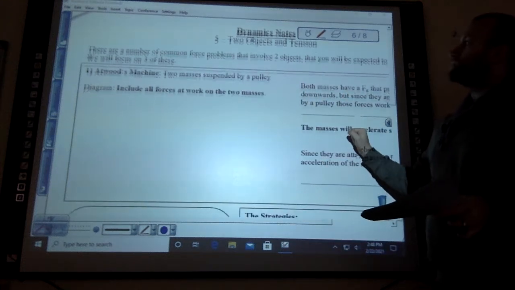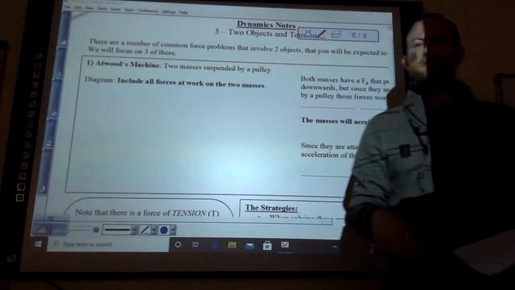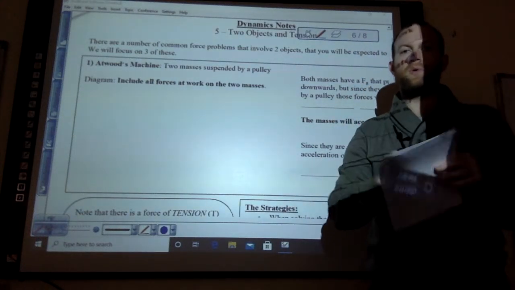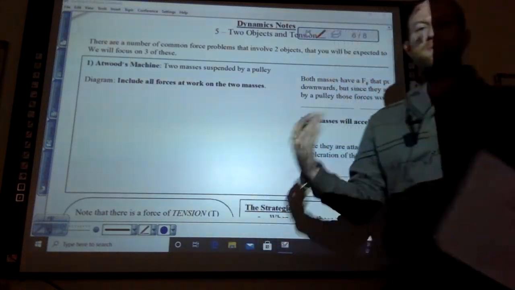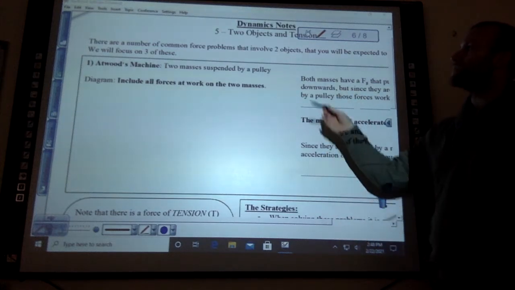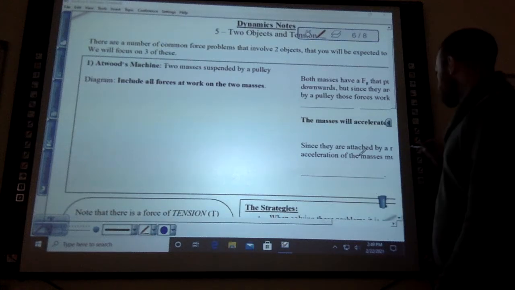So with tension, tension is a common kind of question that we deal with when we're talking about two different objects. So two objects connected by a rope or a string or something that can be pulled but not pushed. You don't push anything with a rope. So the first kind of example here is an Atwood machine. So these are two masses that are suspended by a pulley.